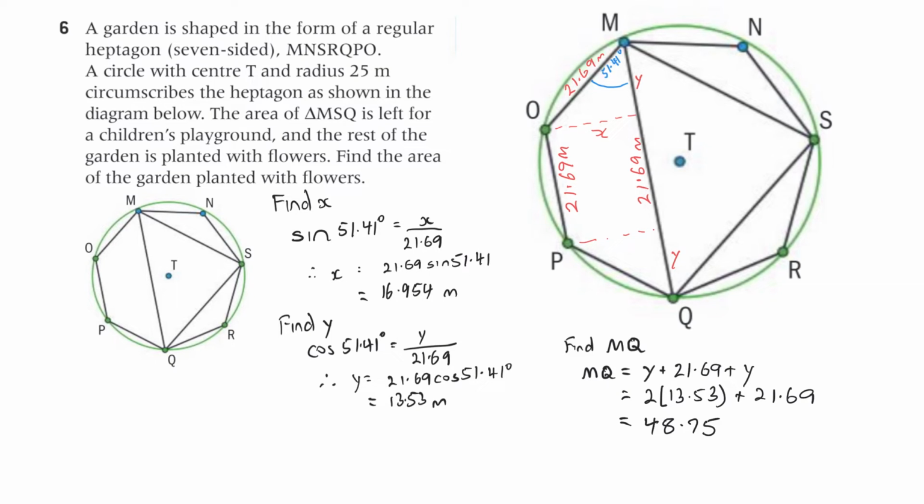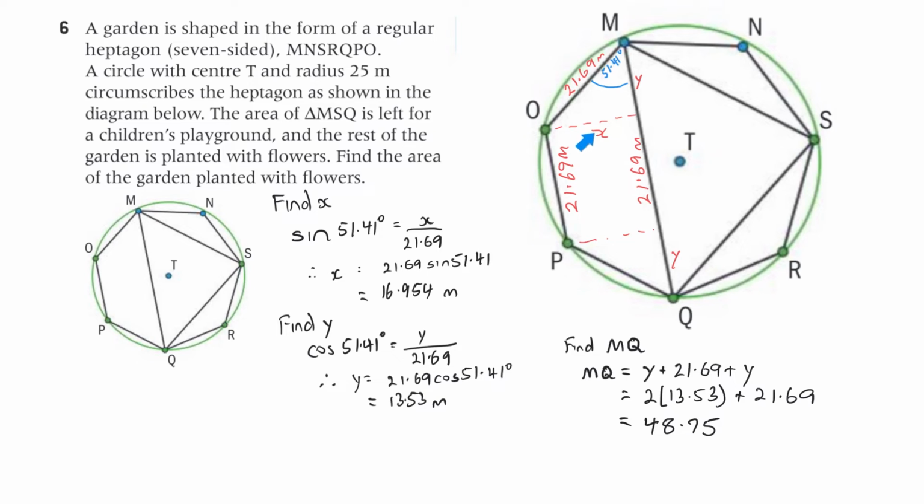Okay, now we're going to focus on the trapezoid, which is OMQP. We know this angle is 51.41 degrees, and we know that length is 21.69. So what I've done is I've dropped this line down here. That's perpendicular to MQ and also OP. OP is parallel with MQ because this angle 51.41 is also this angle, and because PQ and OM are the same length, so they will be perpendicular. That line will be perpendicular to MQ when I drop it from O.